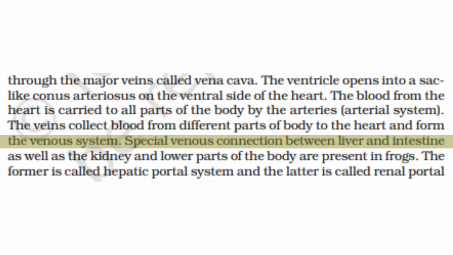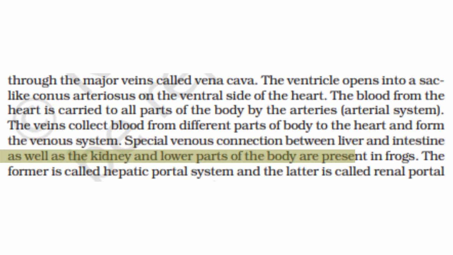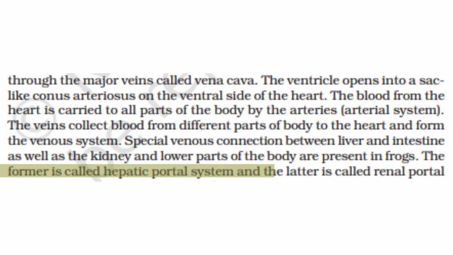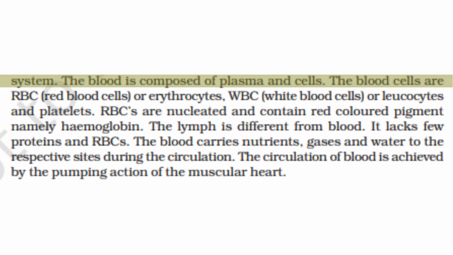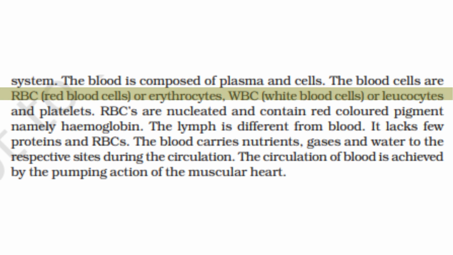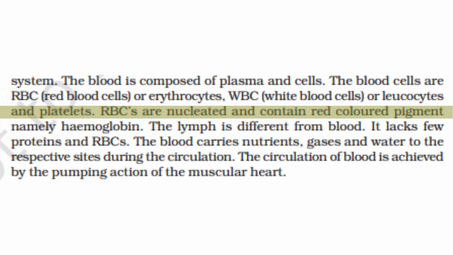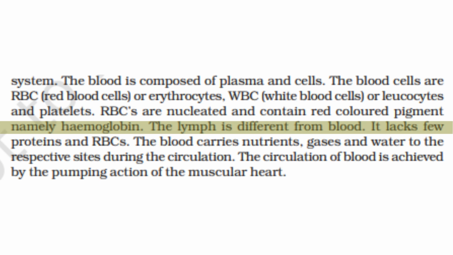Special venous connections between liver and intestine as well as the kidney and lower parts of the body are present in frogs. The former is called hepatic portal system and the latter is called renal portal system. The blood is composed of plasma and cells. The blood cells are RBC, red blood cells, or erythrocytes, WBC, white blood cells, or leukocytes, and platelets. RBCs are nucleated and contain red colored pigment, namely hemoglobin.